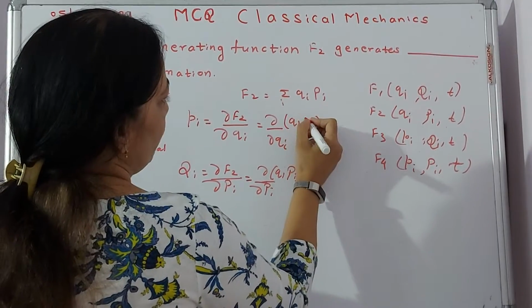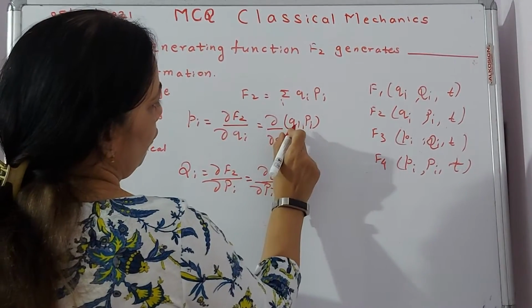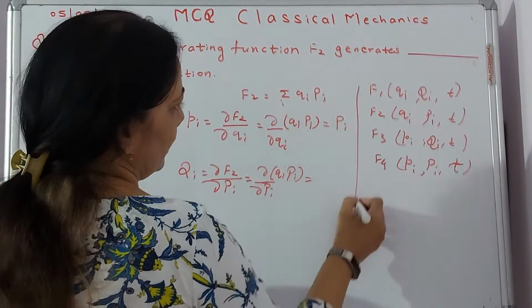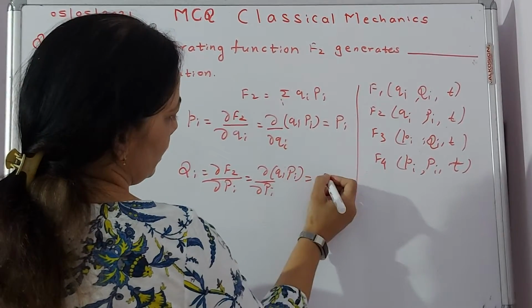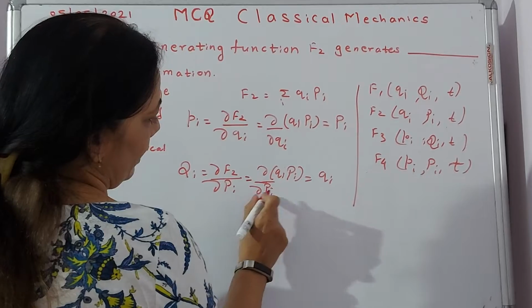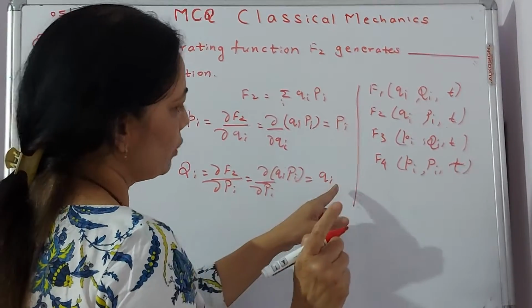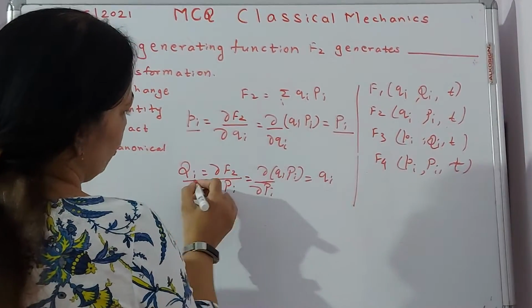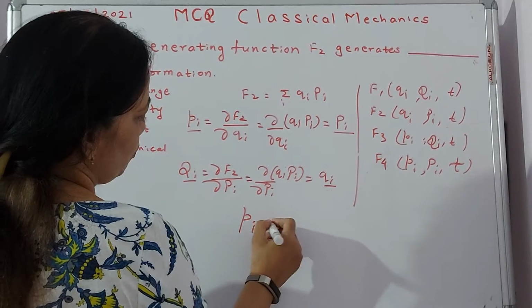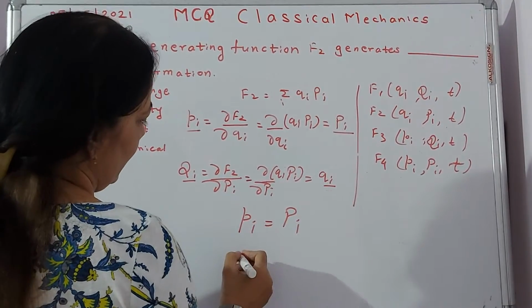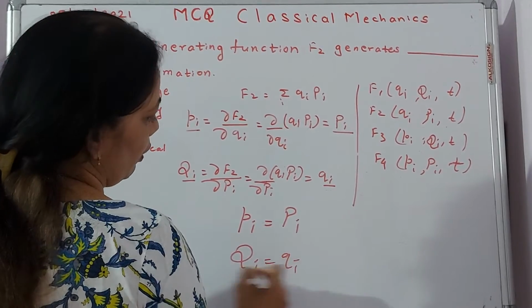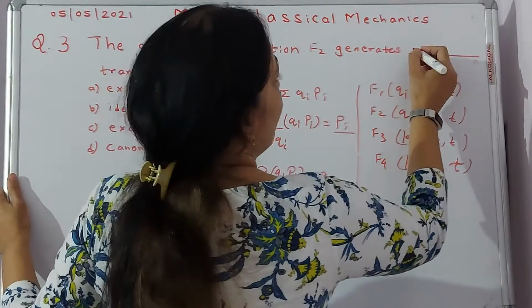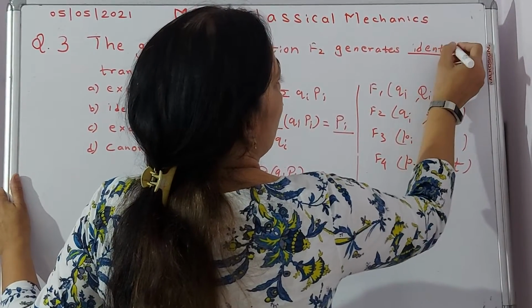Right. So when you differentiate, this is dabba by dabba qi of qi into Pi, so definitely the answer will be capital Pi. And in this case, the answer should be small qi, because dabba Pi by dabba Pi will be 1. So qi is constant, which is out. Here also Pi. So small pi is equal to capital Pi and capital Qi is equal to small qi, which means F2 generates the identity transformation.